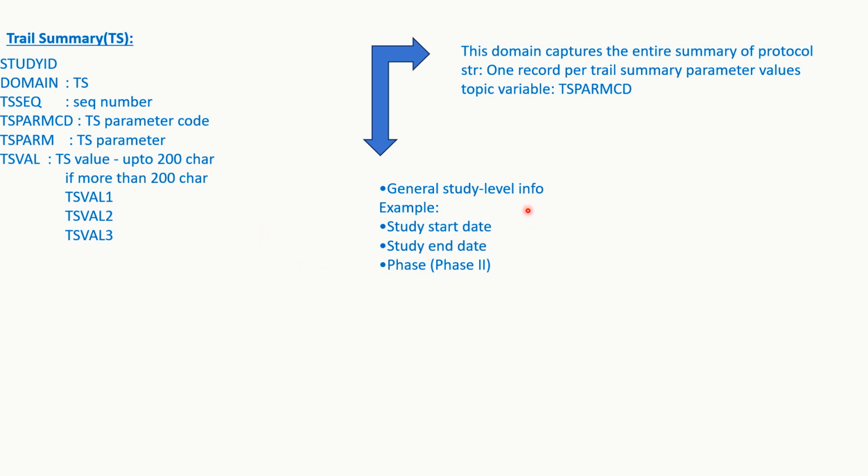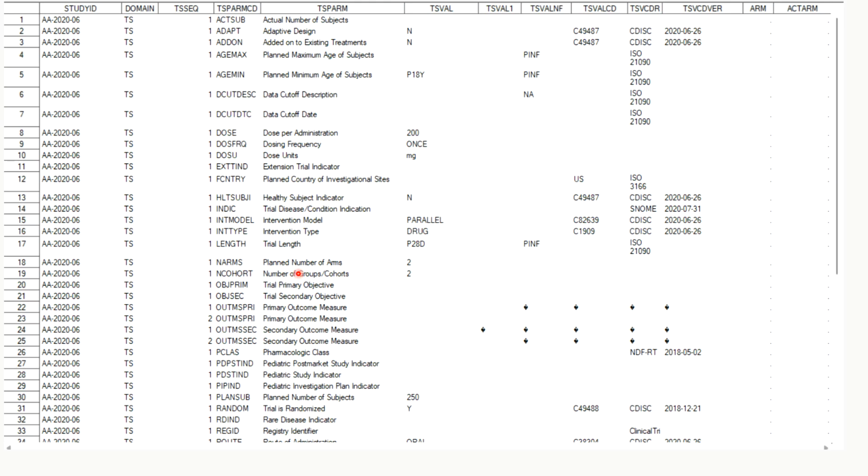So generally, the study level information like study start date, study end date, which phase, and what the drug details are, all those summary details will be captured in the trial summary domain. Okay. So here I have captured one of the study trial summary reports, showing how it will be captured in the TS domain. Here we can see study ID, domain, TS sequence, TSPARMCD, TSPARM, TSVAL, TSVAL1, TSVALNF, and some other variables. Okay, ARM and ARM code.